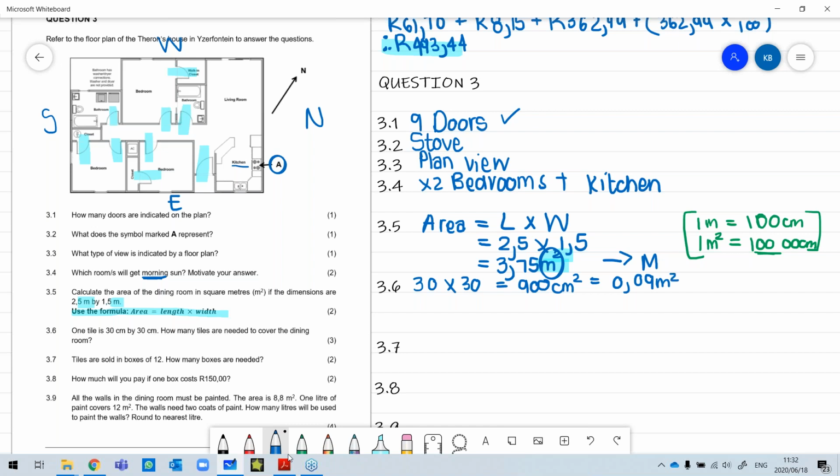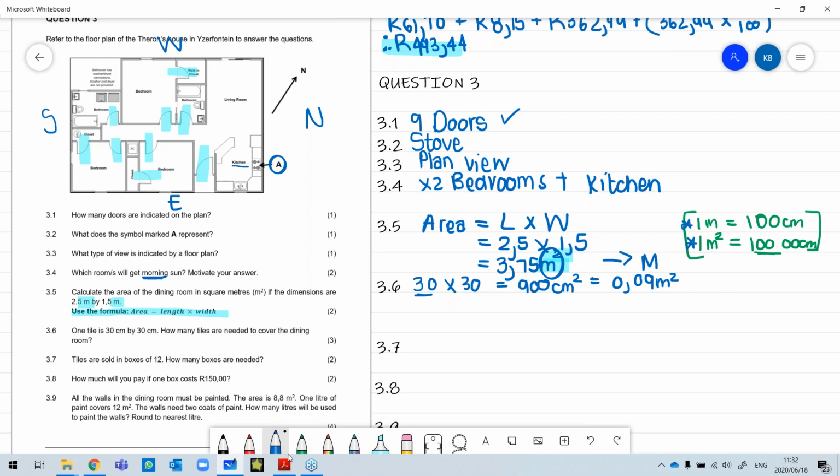Okay, I hope all of you understood that. I think the easier route to follow is to rather convert 30 before doing the calculations. So 30 divided by 100 is going to be 0,3. So you could have rather said 0,3 meters multiplied by 0,3 meters, and then you would have avoided doing this calculation.